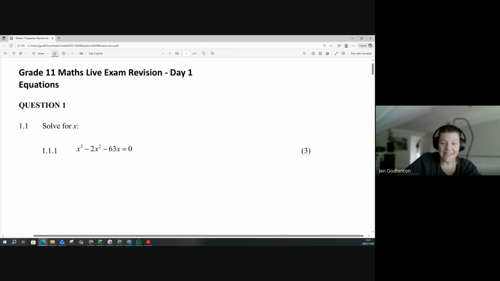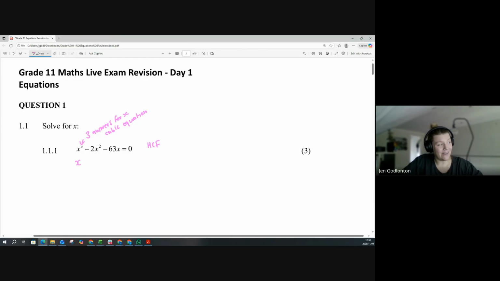Okay, let's give this one a go. So what we have here is a cubic equation because we've got a cube over there. So that means that 3 is telling us that we're going to get 3 answers for x. And you're going to do lots of cubic equations next year in matric. Now, the good thing is that we haven't learned anything more complicated for cubes. So we know the only thing we could do here is take out a highest common factor. So we're going to factorize.